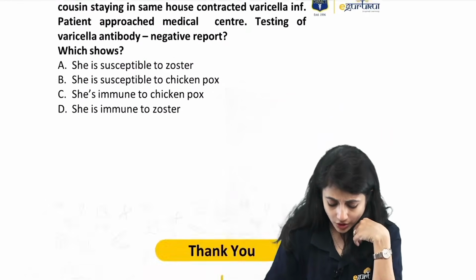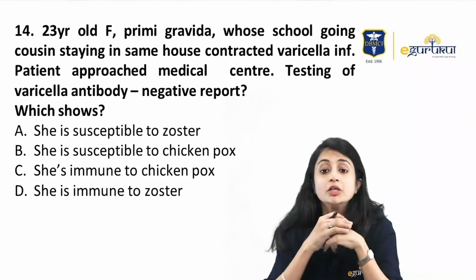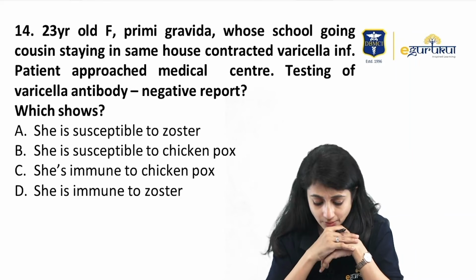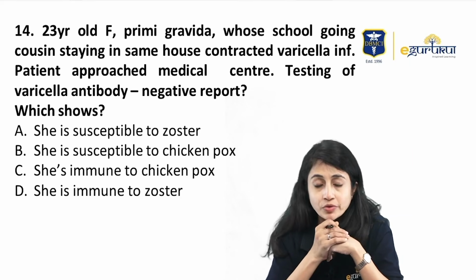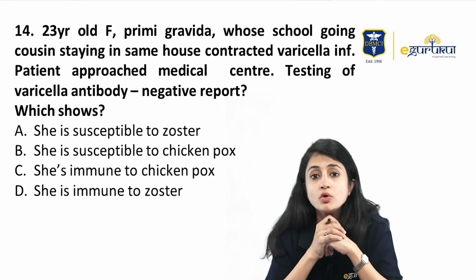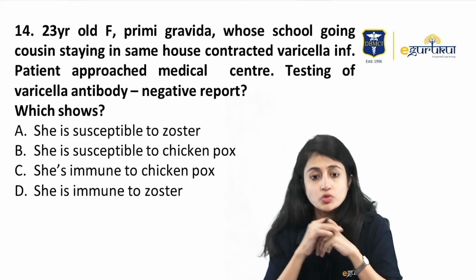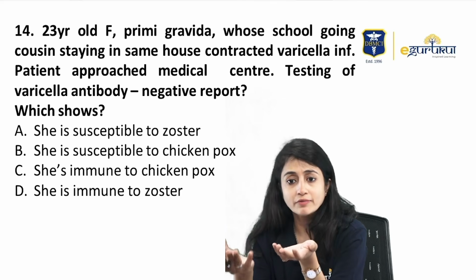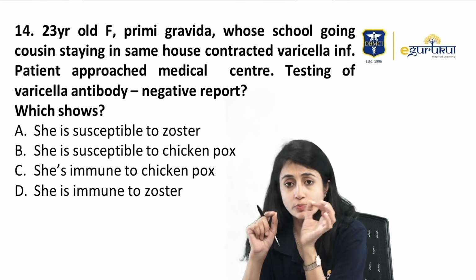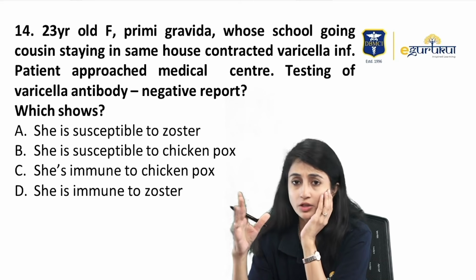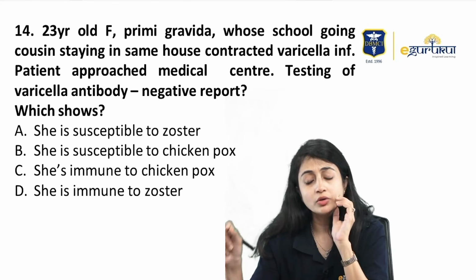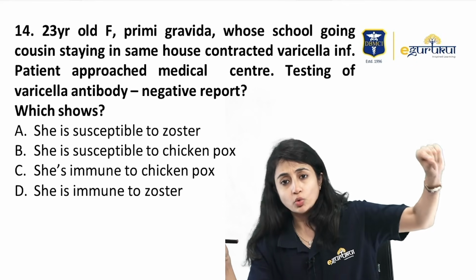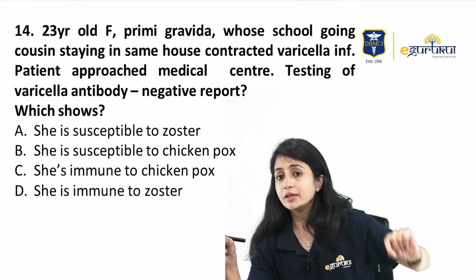Okay, so then there was this question about a 23-year-old female who's a primigravida whose school-going cousin stays in the same house and contracted varicella infection. The patient approached the medical center, and the varicella antibody test report was negative. So there is a pregnant female, and a cousin of that pregnant female has varicella, or chicken pox. They just said varicella infection, so they were probably talking about chicken pox. Now the pregnant female goes and gets the antibody tested, and the antibodies are negative.